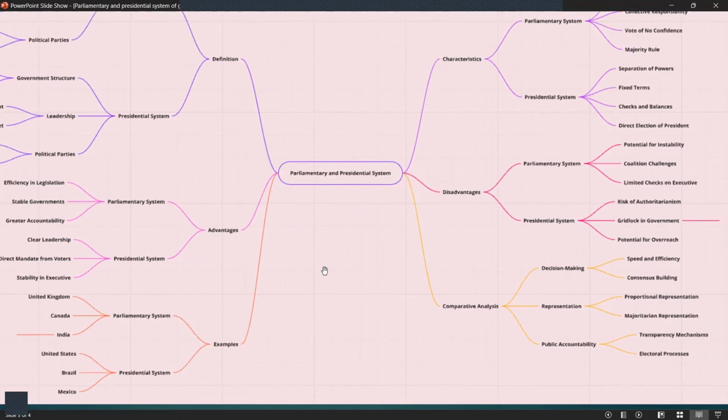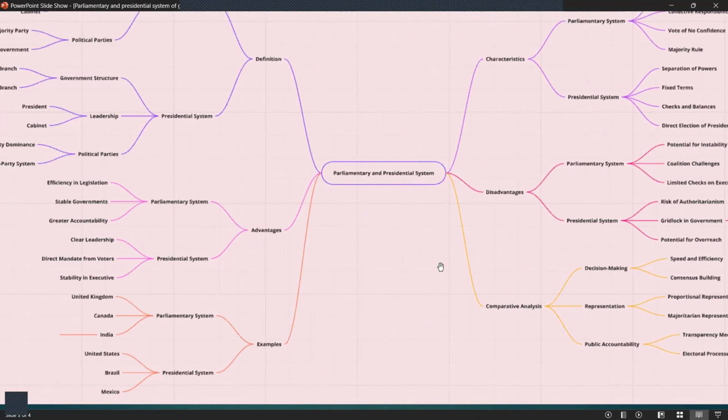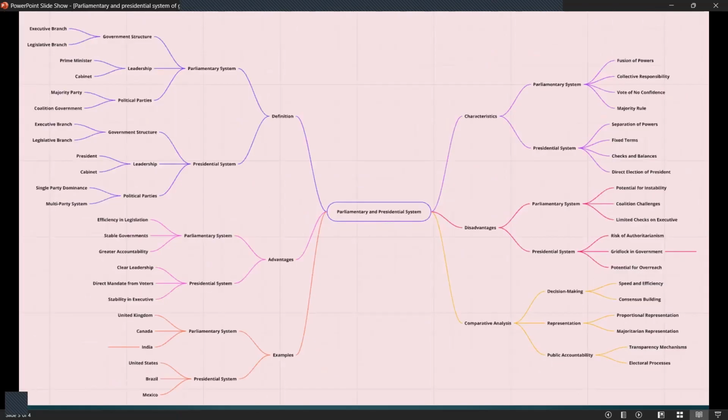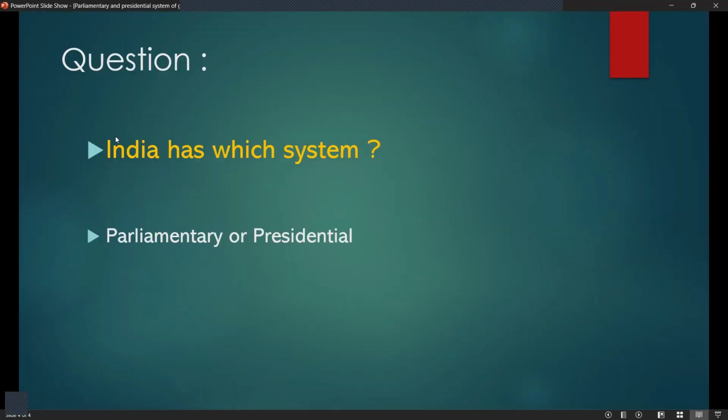Let's see the next slide. Question: India has which system, parliamentary or presidential? This is going to be your homework as well, so do comment down below. I have already told this answer, but it will be a test for you, to see whether you have heard everything or not. So make sure to comment down below whether it is a parliamentary or a presidential system.